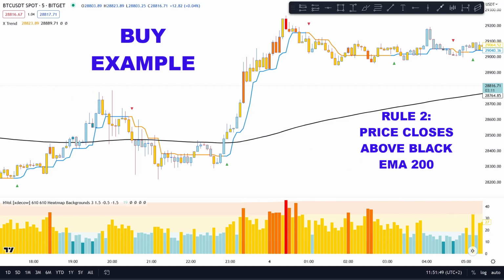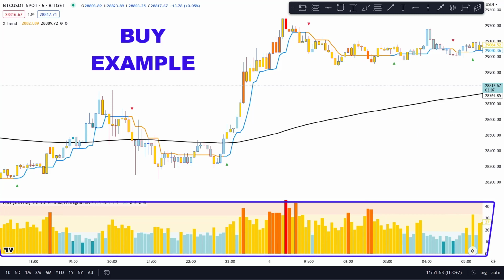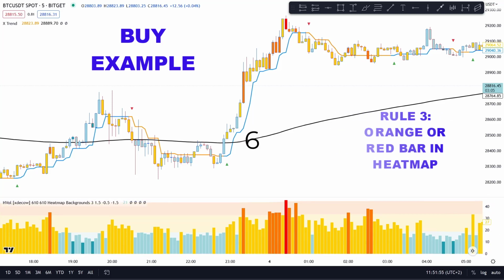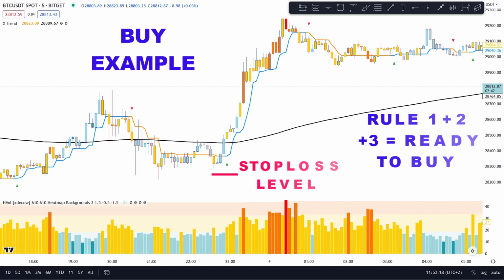We also keep an eye on the Heatmap Volume graph, which can be found on the lower side of our screen. Rule 3. We look for a yellow or orange bar to appear, which indicates a good buying opportunity. Only when these 3 rules are met are we ready to take a buy position. We place our stop loss slightly under the last low of our graph before the buy or green triangle signal. Now we wait patiently for the right moment to exit the market and take our profits.